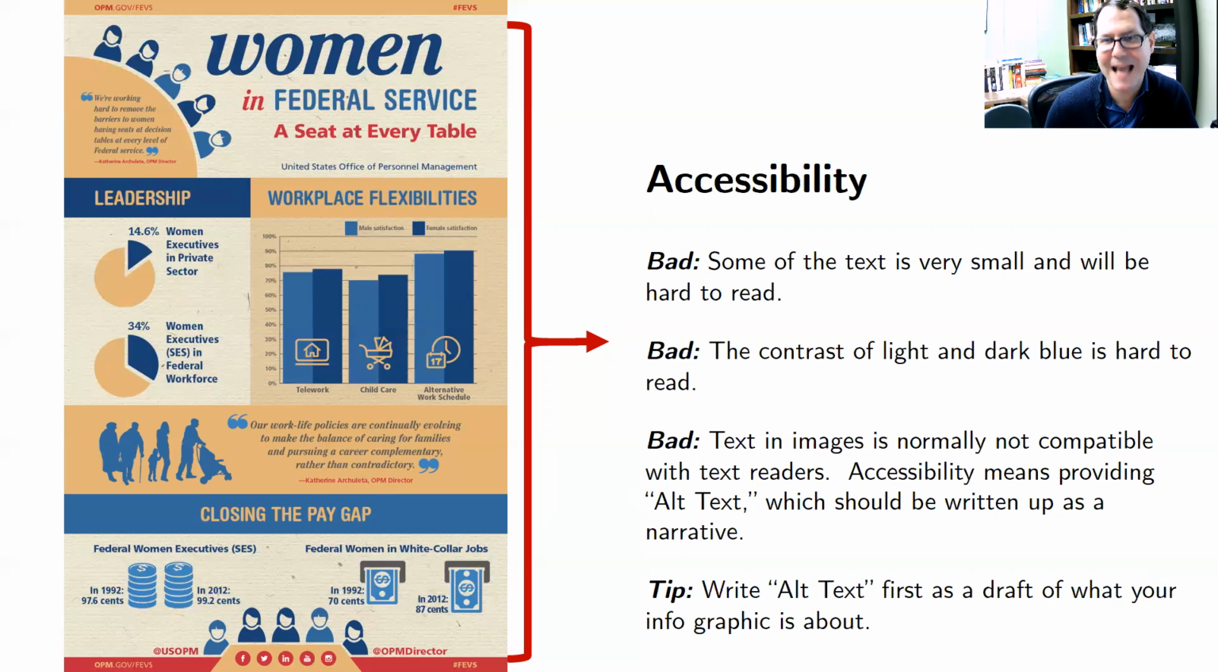Also, if you're putting text in images, in general, that's problematic for folks who are using text readers, because the text reader hits the image and it doesn't know what's there. And if the image is doing a lot of work and communicating a lot of information, as is often the case with infographics, anybody who is using a text reader is going to be completely at a loss as to what you're focusing on.